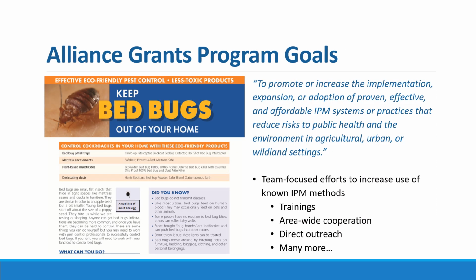The Alliance Grant Program goals are to promote or increase the implementation, expansion, or adoption of proven, effective, and affordable IPM systems or practices that reduce risk to public health and the environment in agricultural, urban, and wildland settings. These are team-focused efforts, and they're meant to increase the use of known IPM methods, as mentioned prior. These can include things like trainings, area-wide cooperation efforts, direct outreach, and much more.